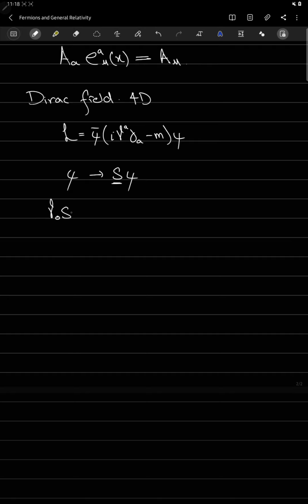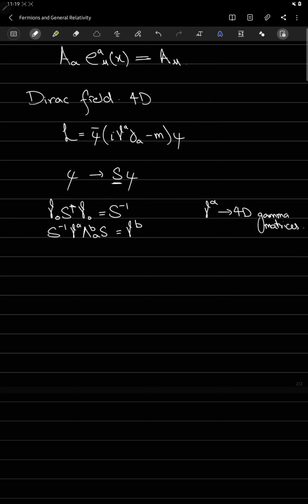S dagger sandwiched between gamma naught matrices should give you S inverse, and S inverse gamma A lambda B A S should give you a gamma matrix gamma B. Now over here again, these gamma A are your four dimensional gamma matrices, right? So these are 4D gamma matrices.